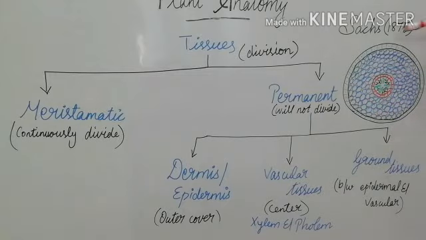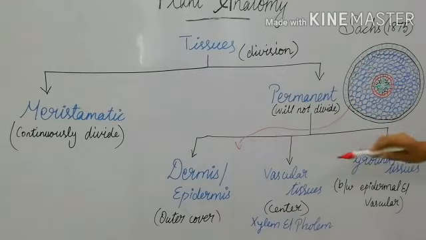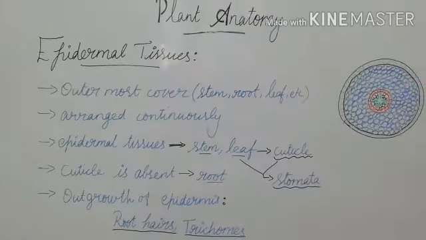So this is the model of the permanent tissues, and here the outer layer is called the epidermal tissues or epidermis, which gives protection to the plant. And at the center it contains the vascular tissues, which consist of xylem and phloem. And in between these vascular tissues and the epidermal layer, it consists of a group of cells, and those cells are called the ground tissues. Now we can see about them one by one, and first is the epidermal tissues.